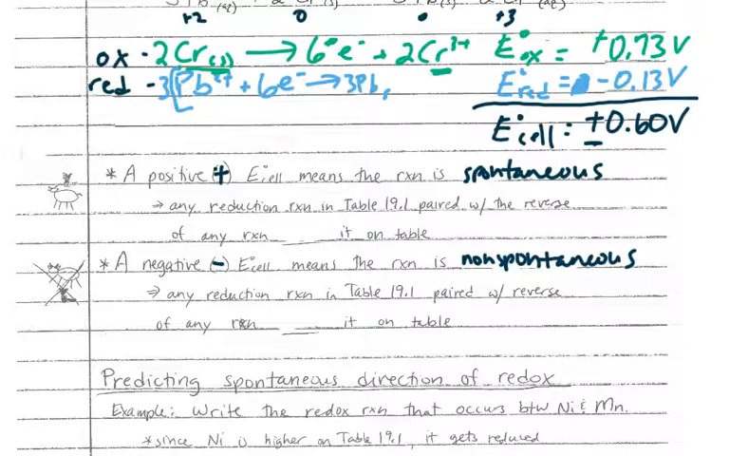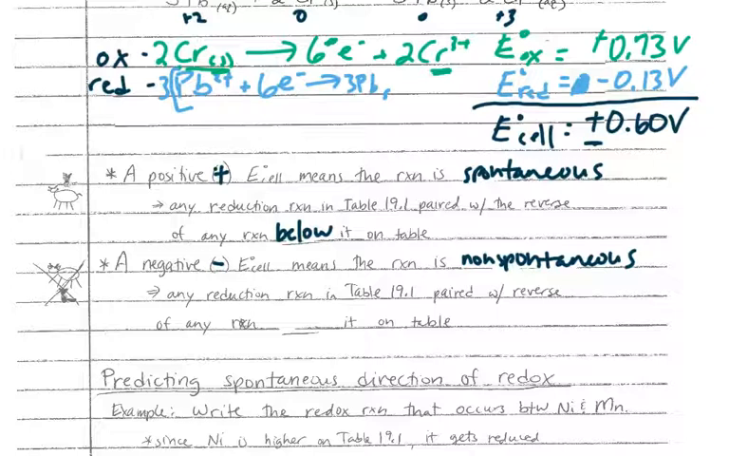So I have this funny mnemonic here using that red cat and ox mnemonic. Any reduction reaction in table 19.1, if you pair it with the reverse of any reaction below it on the table, then it will be spontaneous. So think a red cat can sit on the back of an ox. That would work. An ox is big enough to carry a red cat. So if the reduction reaction is above the oxidation reaction in the table, it will be spontaneous, okay?